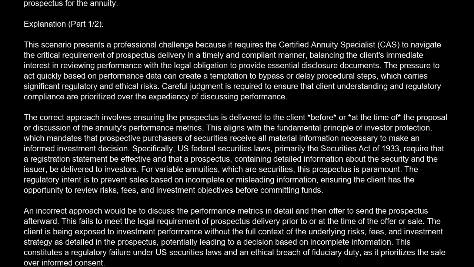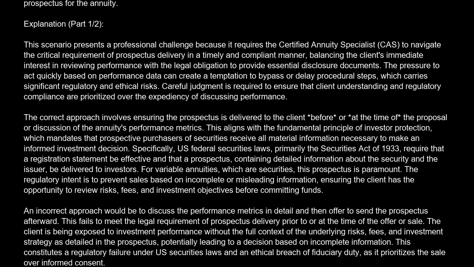requirement of prospectus delivery in a timely and compliant manner, balancing the client's immediate interest in reviewing performance with the legal obligation to provide essential disclosure documents. The pressure to act quickly based on performance data can create a temptation to bypass or delay procedural steps, which carry significant regulatory and ethical risks. Careful judgment is required to ensure that client understanding and regulatory compliance are prioritized over the expediency of discussing performance.